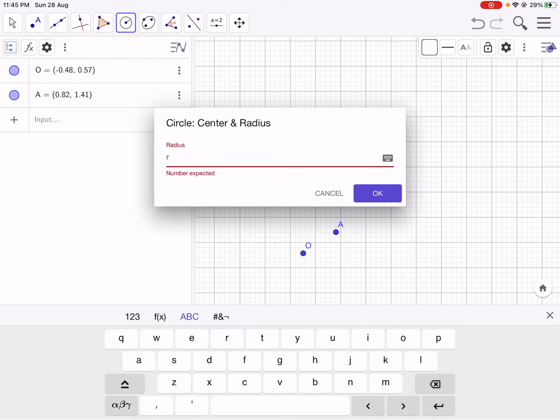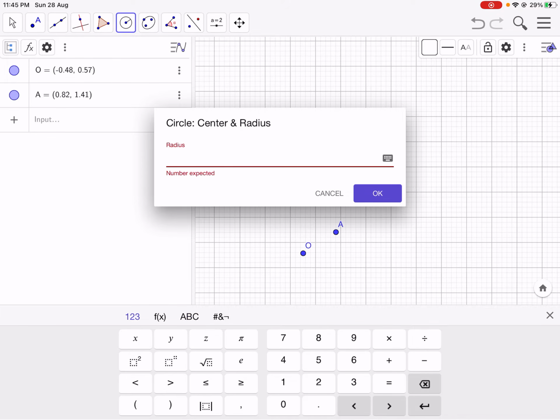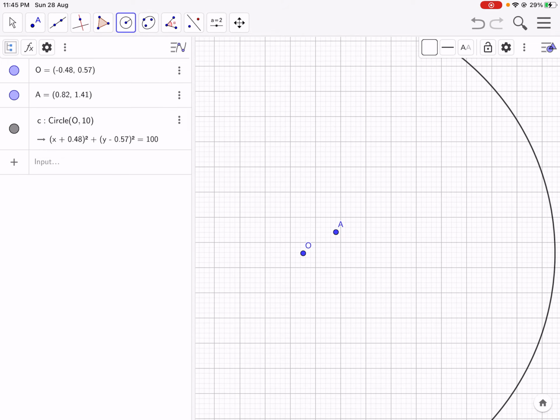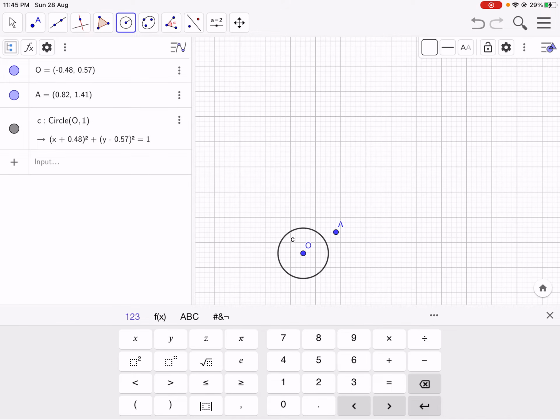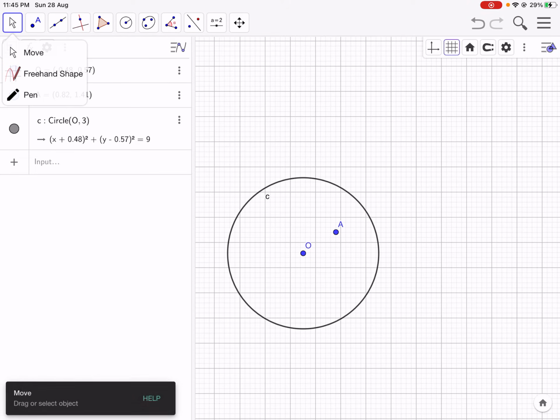Number expected, yes. I don't know. 10. Oh, far too big. How about 1? Too small. Sorry team, using an iPad, it's not particularly good compared to the MacBook. Give me that circle. Alrighty, we're good to go now.